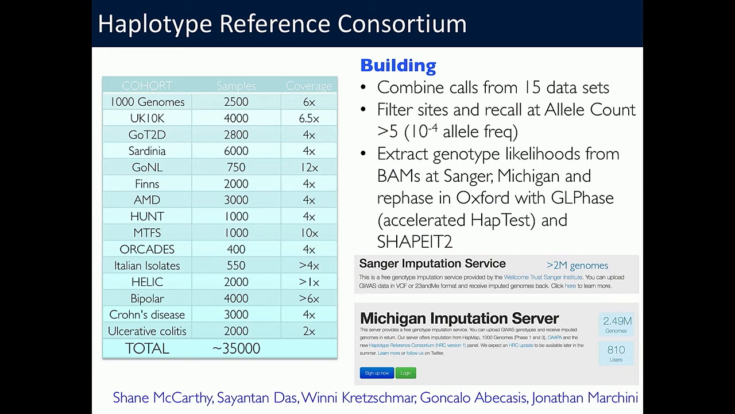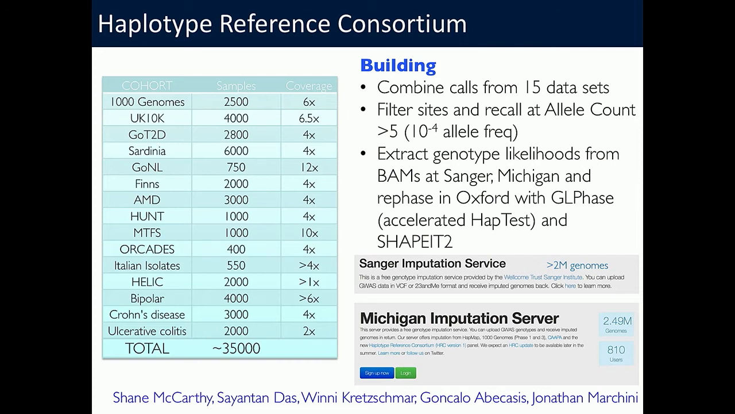We intentionally called only at things that were 10 to the minus 4 or above. So that's pretty good, but that's things that are seen 5 times or more. Those are the things which will impute, where we get some sharing and there's some shared information. So singletons, you actually can't say that much about because they're only one individual. So we extracted genotype likelihoods at each of our centers and used a new version of GL phase that Oxford developed, Winnie, that was parallelized, and ShapeIt2.